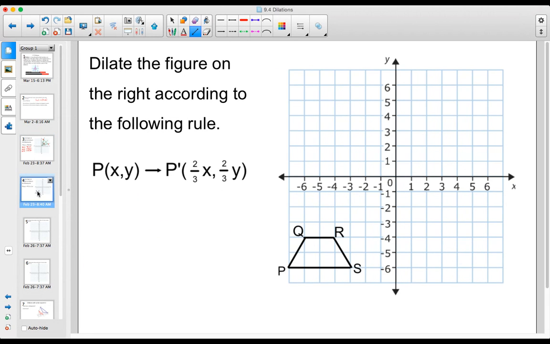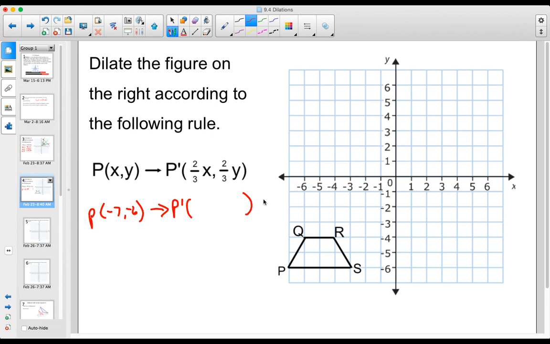Here's a reduction example. Dilate the following figure according to the following rule. Sometimes you are going to get some decimals or some fractions. We try not to do that very often, but sometimes it does happen. So let's look at point P, which is at (-7, -6). It's going to map to P prime. So 2/3 of -7.